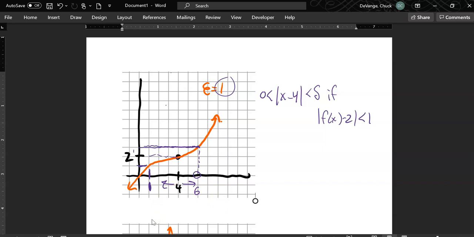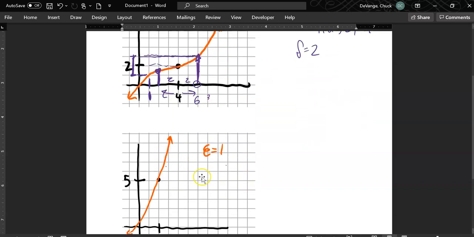So if I go, you know how this distance is 3 right here. If I go 3, that kicks me out to 7. I'm no longer within my tolerance for inputs. So I'm going to take the smaller of the two distances, so 2. So notice then that if I choose 2, that is small enough so that all of these outputs are within that output region. Again, if you give me an epsilon, I can give you a delta.